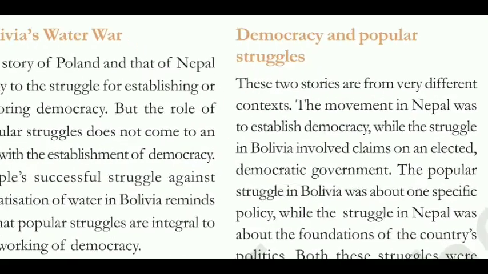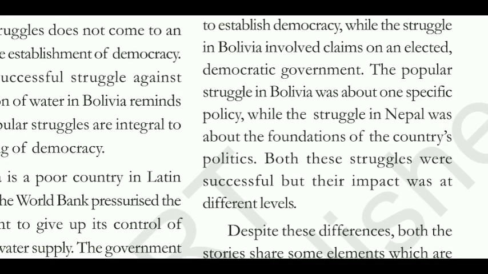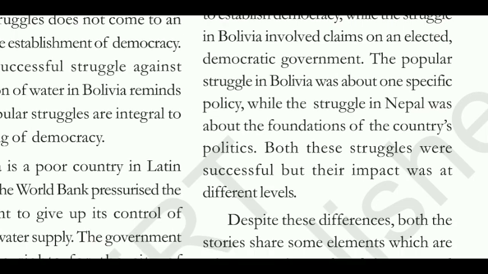Now, democracy and popular struggles. These two stories are from very different contexts. The movement in Nepal was to establish democracy, while the struggle in Bolivia involved claims on an elected democratic government. The popular struggle in Bolivia was about one specific policy, while the struggle in Nepal was about the foundations of the country's politics. Both these struggles were successful, but their impact was at different levels.